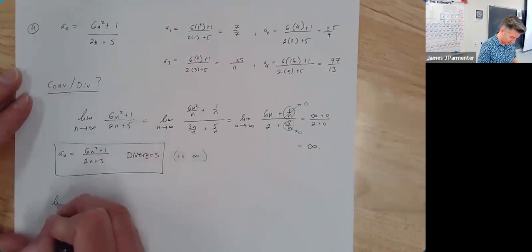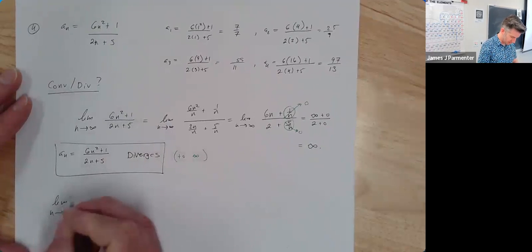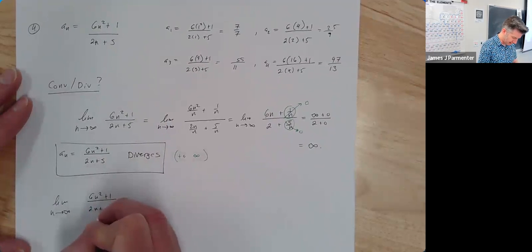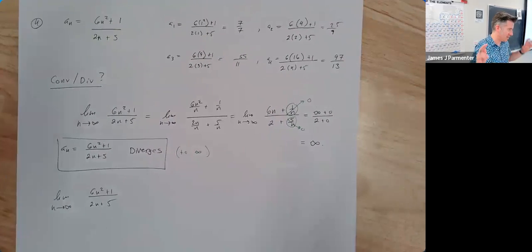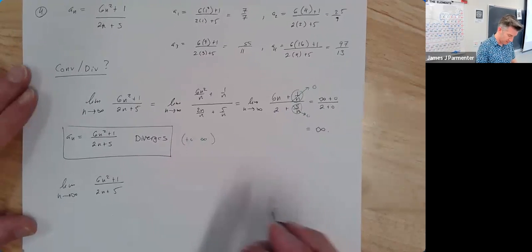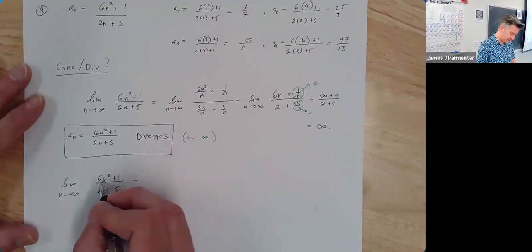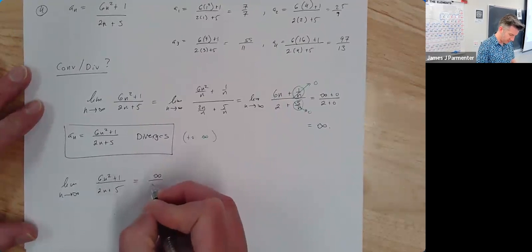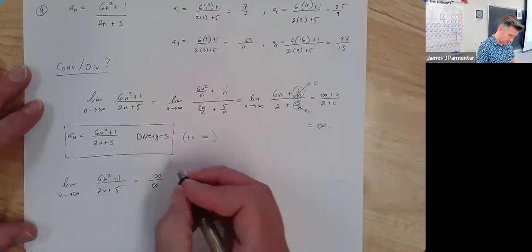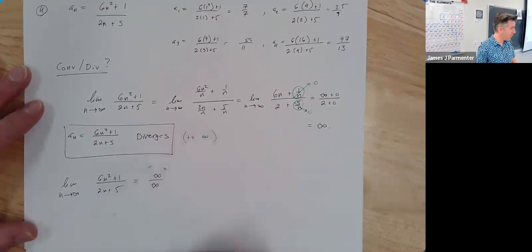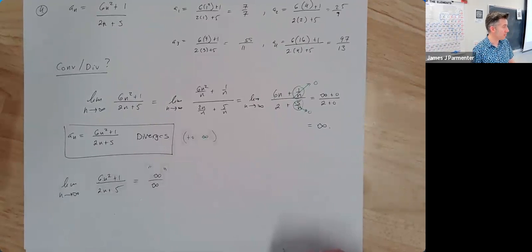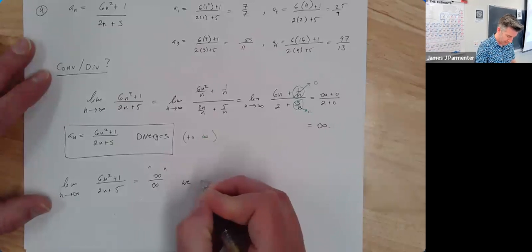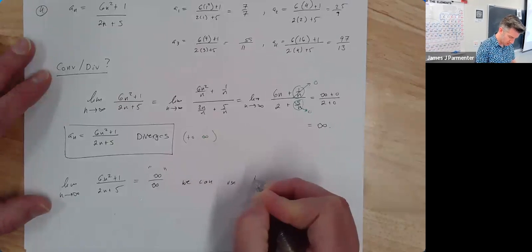So in fact, let's go back here. If I have this limit as n goes to infinity of 6n squared plus 1 over 2n plus 5, if I actually plugged in infinity, which is not really allowed, but we're going to do it anyway, you're going to get 6 times infinity squared plus 1, infinity, over 2 times infinity plus 5, which is also infinity. And when you have an infinity over infinity form, it's an indeterminate form, and it's one of the forms where you're allowed to use L'Hopital's rule. So we can use L'Hopital's rule.